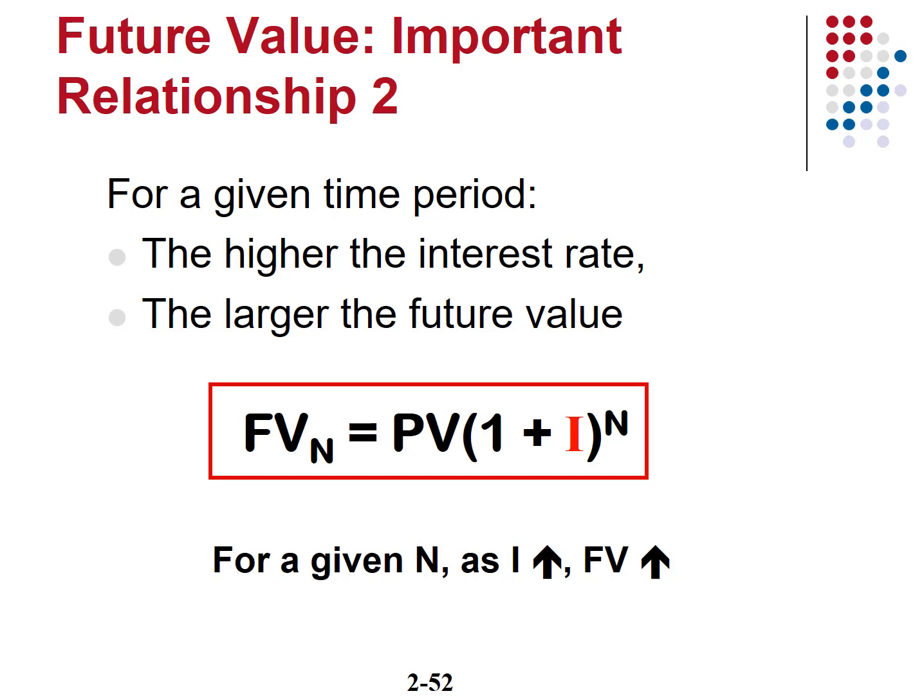Both of those are observable looking at the formula. As i gets larger, that right component gets larger, and you're multiplying by it, so the future value gets larger. As n gets larger, that right component gets larger, you multiply by it, future value gets larger.